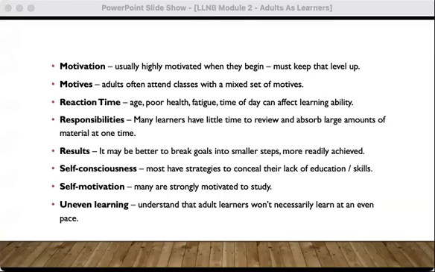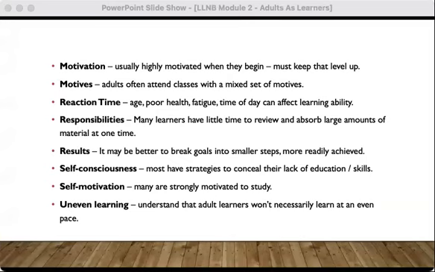Results. Adult learners need to see immediate change and growth. They may be intolerant of anything that does not help them achieve their goals. Often as adults, learners' goals may be overly ambitious, and it will be up to us to help to break those big goals into smaller steps that can be more readily achieved and celebrated.